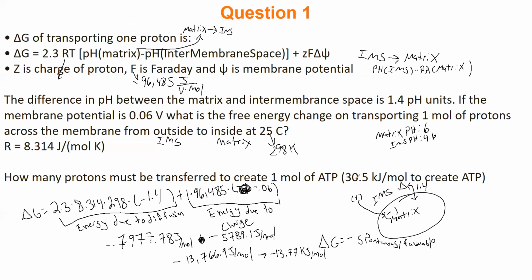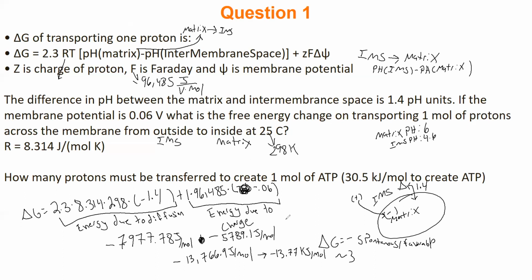Then to find out how many protons I need to move, you just take 30.5 divided by 13.77, and you'll get roughly 3. It won't be a whole number, but you always round up. It's going to be 2 point something, but you can't have a quarter of a proton, so you just round up to 3. So using these conditions, you need 3 protons to move to make 1 ATP.